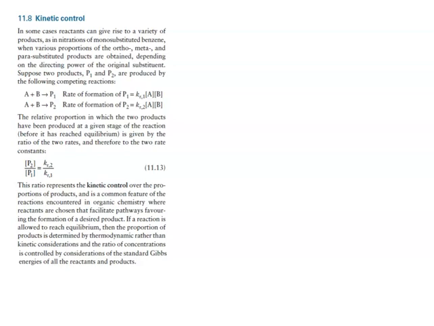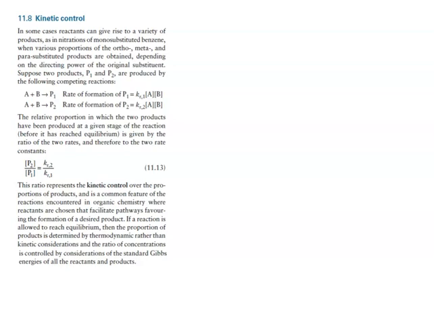In some cases, reactants can give rise to a variety of products, as in nitrations of monosubstituted benzene, when various proportions of ortho, meta, and para-substituted products are obtained, depending on the directing power of the original substituents. Suppose two products, P1 and P2, are produced by the following competing reactions, where A plus B can give product 1, and A plus B can give product 2 as well.